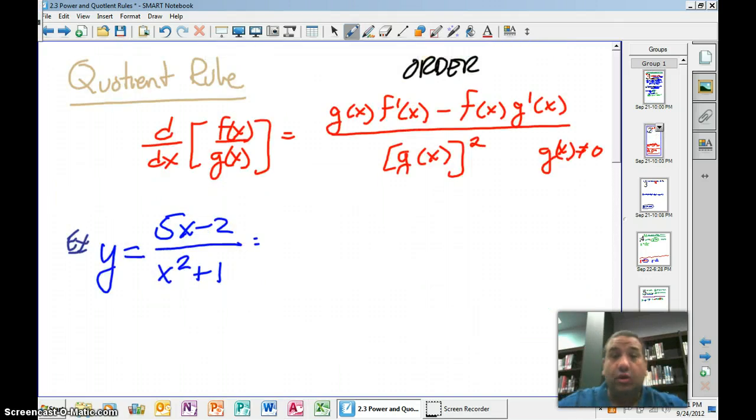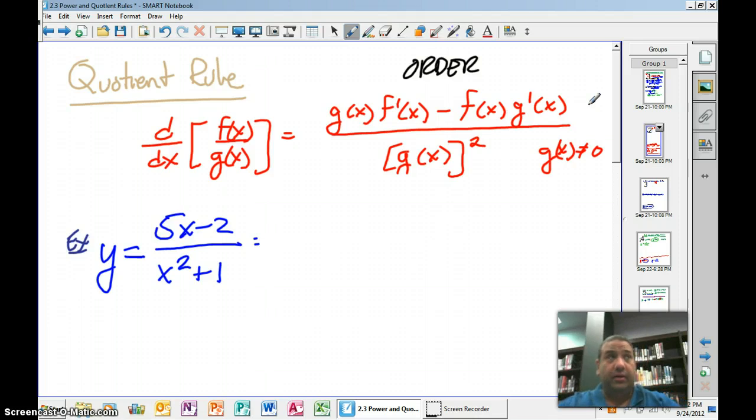This is the quotient rule. The quotient rule is a little trickier. We have one function over another function. So this is what we do. The bottom gets squared, and it's the bottom times the derivative of the top, minus the top times the derivative of the bottom. You can say that a few times.